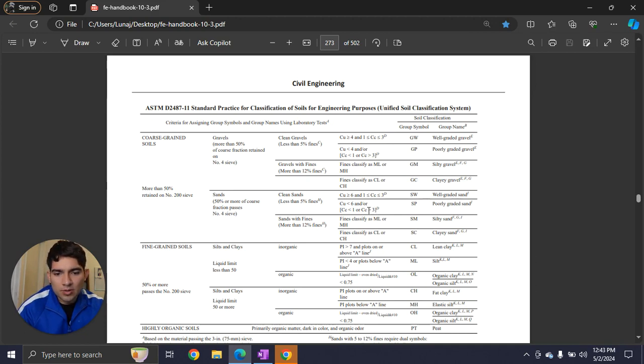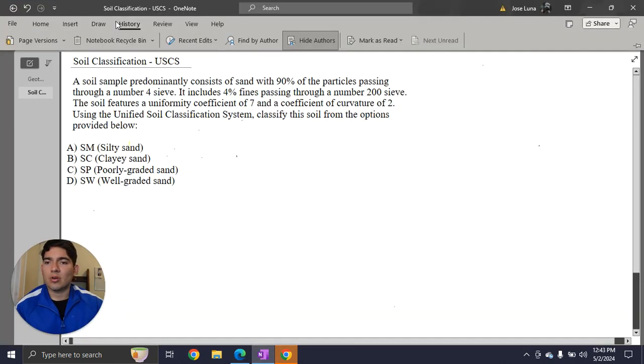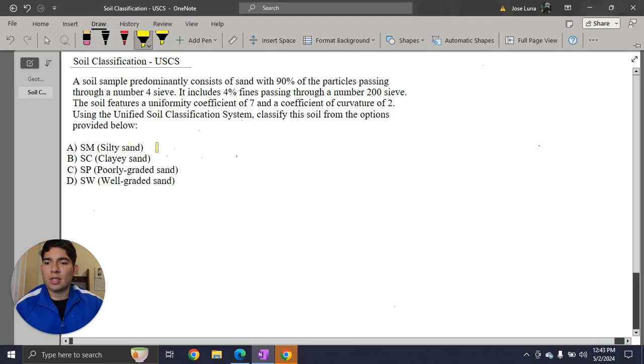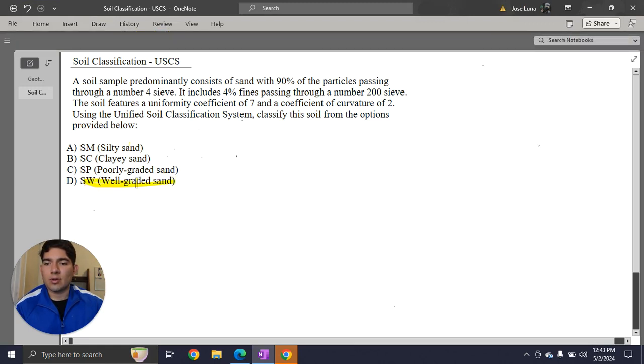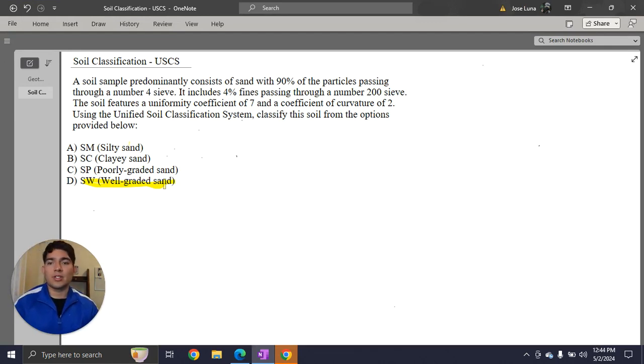If you take a look at these ones right here, these don't really fit the parameters for the coefficients that we were given. So after doing the entire classification from the left side of the table to the right side of the table, we can see that our answer is going to be the well-graded sand right here, the SW. So if we go back to our question, the answer is the well-graded sand. That is how you conduct a soil classification using the Unified Soil Classification System.